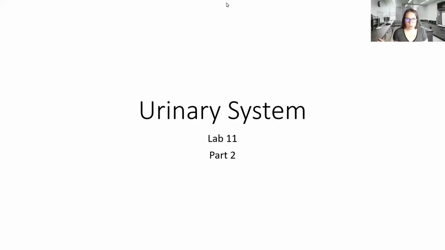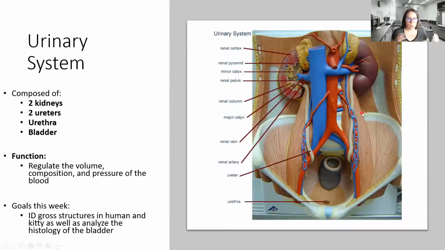Hi, everyone, and welcome to part 2 of our lecture on Lab 11. In this video, we're going to cover the urinary system component of this week's lab. So let's get started. Now, the urinary system we've already discussed in lecture. Remember, this is our excretory system. It also has a very important role in regulation of contents of our blood and our water volume.